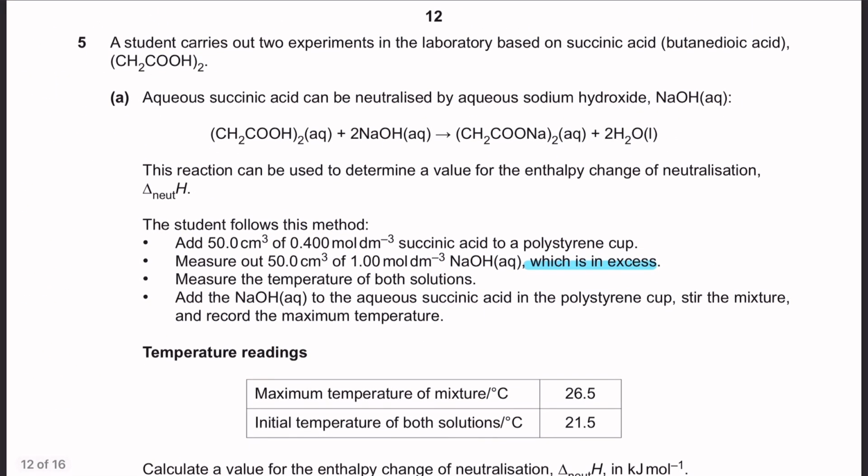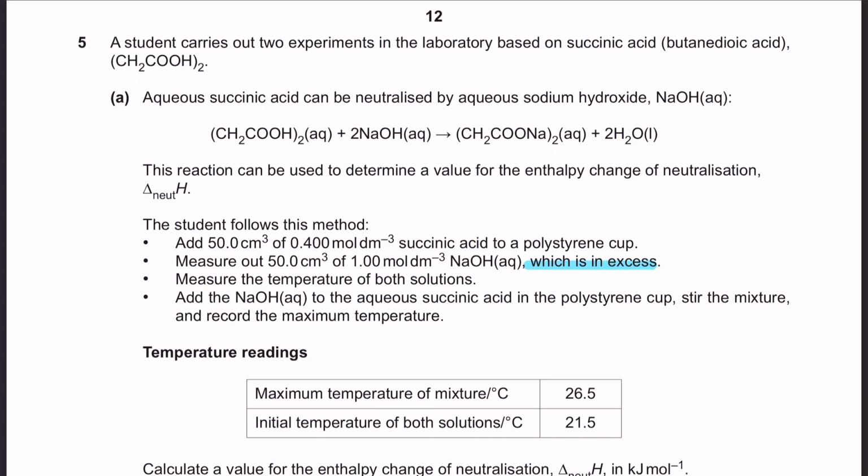Moving on to question 5: a student carries out 2 experiments in the lab based on succinic acid, which is butanedioic acid. This is really cruel, I think. They've not shown the full structure. It's 4 carbons with a carboxylic acid group at either end. And I think all the way through here, they know what they're doing with this. They're making it difficult to interpret the molecules. If you were nervous in the exam, draw them out. If in doubt, draw them out. Go all the way through, draw them out. Have a look at what you think it looks like. Make it nice and clear for you.